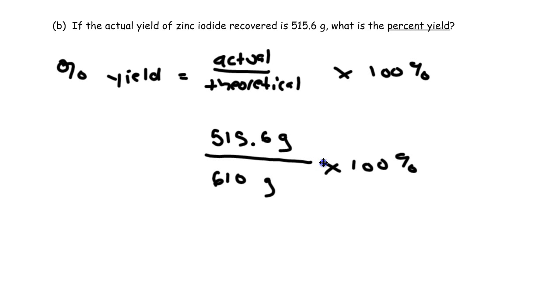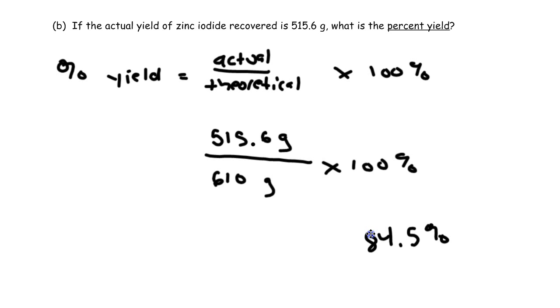So 515.6 divided by 610 times 100% gives me a percent yield of about 84.5%. So 84.5% yield. That's a fairly good percent yield. If you were a basketball player, you'd be happy with shooting 84.5% from the free throw line. It's not the best, but it sure could be a lot worse. So this is our percent yield.